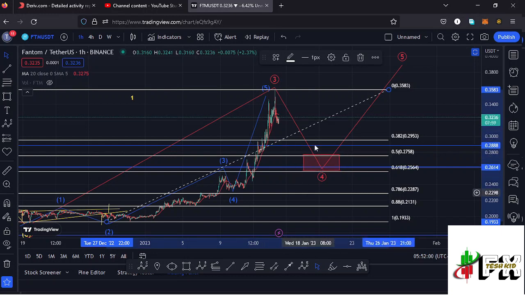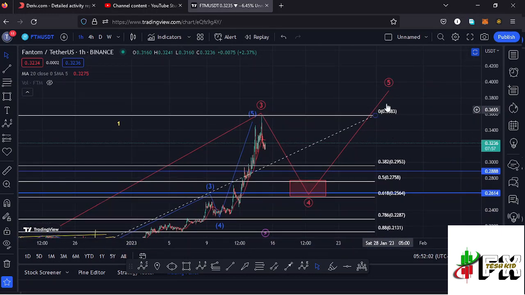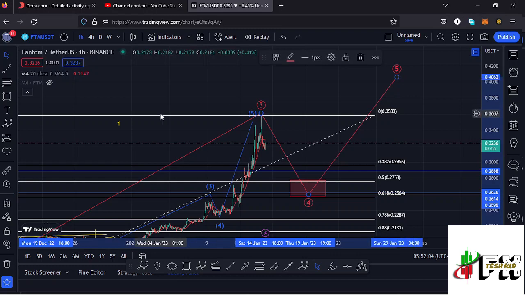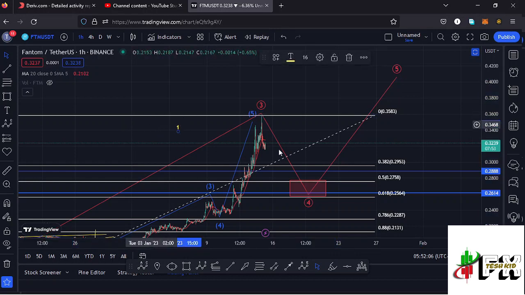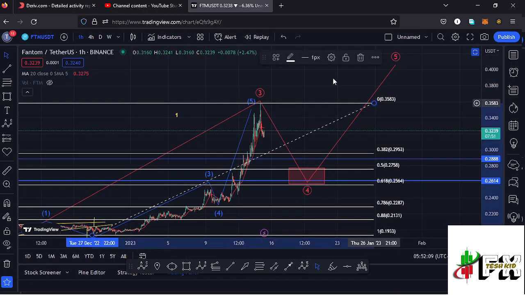And once we see the low, then we can expect another 5-wave structure to the upside in the formation of this wave 5, completing a higher Elliott wave contour to the upside. So that is what I'm expecting in the short-term scenarios.